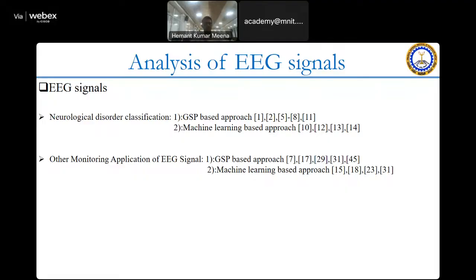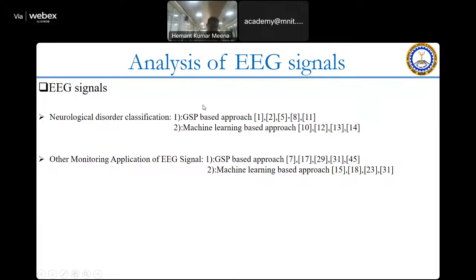EEG signal. Now, EEG signal is basically used at two levels for neurological disorders. One is the GSP based approach, and the other is the machine learning based approach. We will see the difference between the GSP based approach and the machine learning based approach, along with another monitoring application.